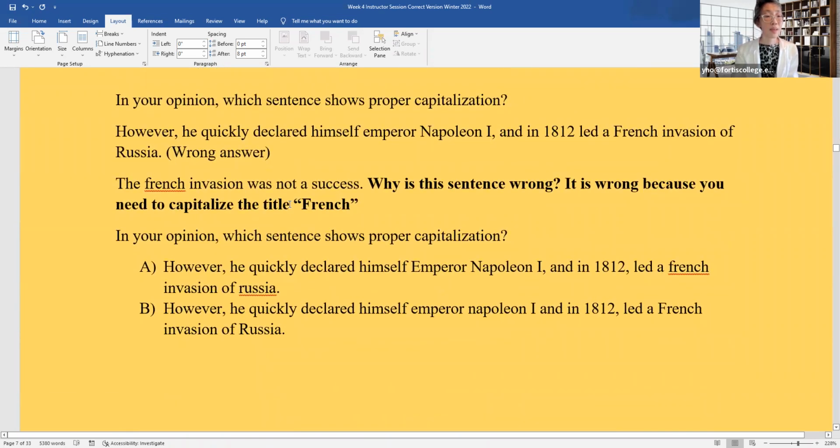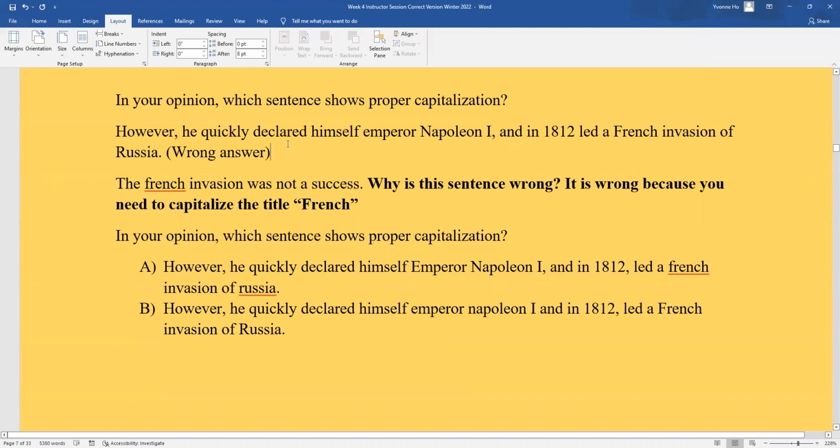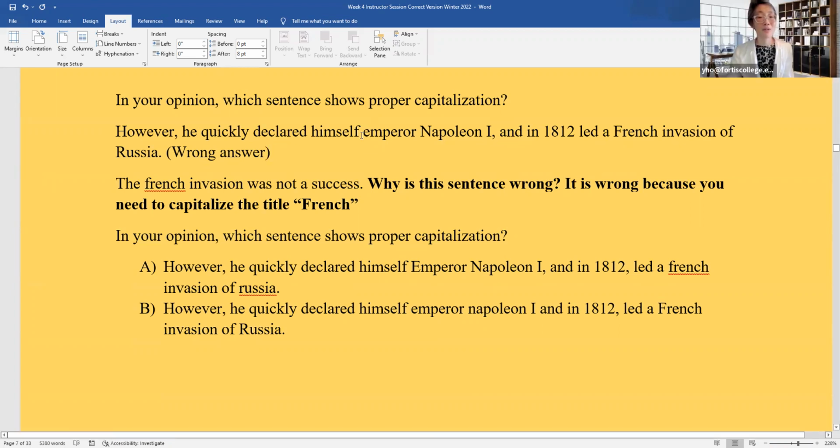Now, is this a correct sentence? However, he quickly declared himself Emperor Napoleon I, and in 1812 led a French invasion of Russia. So, is this a correct sentence, first of all? No. Where's the mistake? Emperor has to be capitalized. Excellent. Yes, this has to be capitalized because it's somebody's title, and everything else, like French and the beginning of the sentence, has already been capitalized. The French invasion was not a success, so that's why this sentence is wrong.